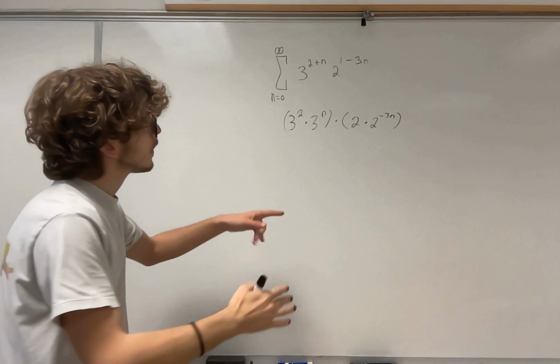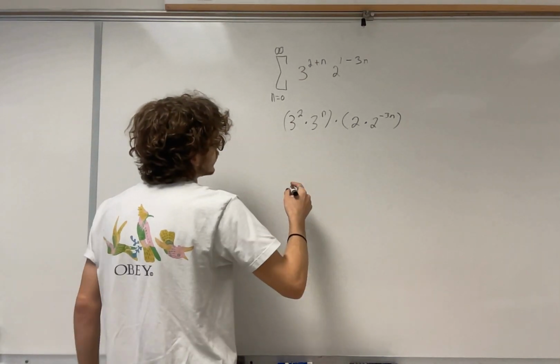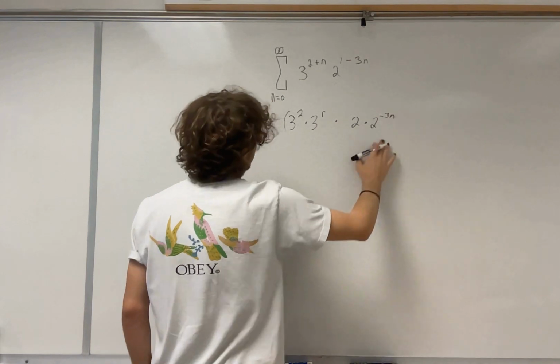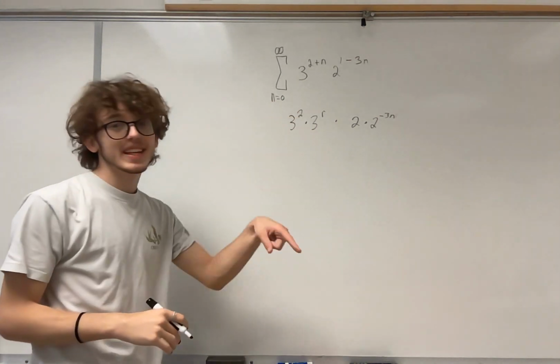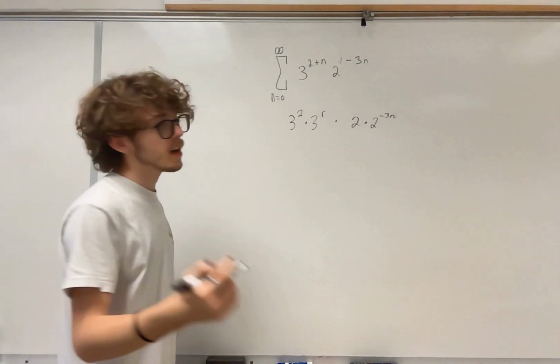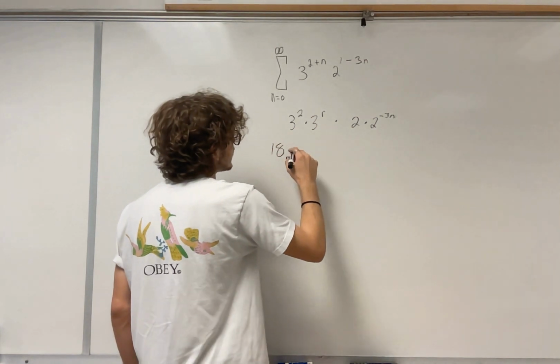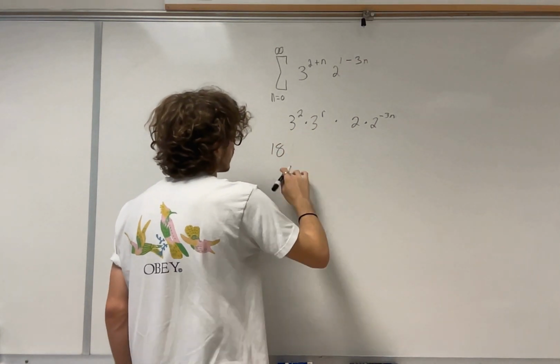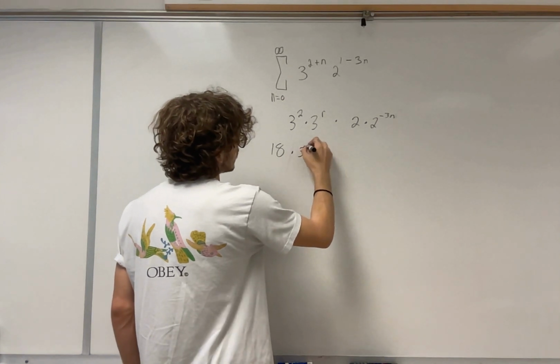All right, let's factor out our constant terms here. 3 to the second, that's 9, times 2, that's 18. So we're going to say it's 18 times 3 to the n.